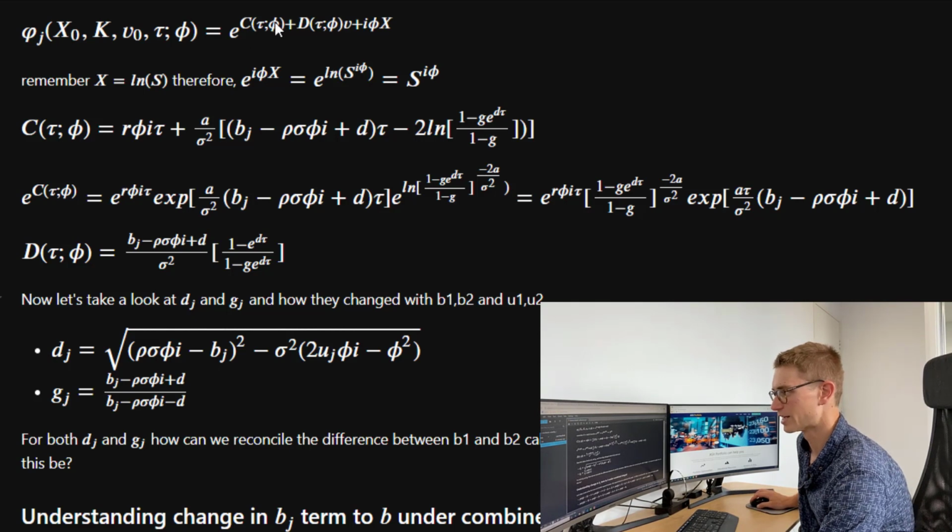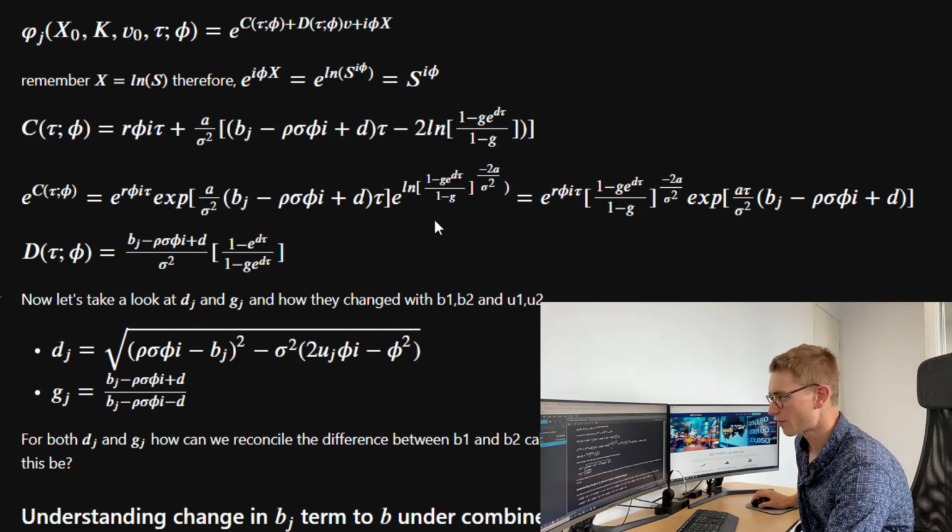Now if we just consider C, we have this r phi i tau. We can immediately take that down as its own exponent. Now for this component here, you can see that we have negative 2 ln, so we have e to the power of an ln. So what we can do is multiply through this front term in the exponent, a divided by sigma squared. So we get minus 2a over sigma squared, and we put that up as the exponent of the ln. Once you've got it in this form, then you can just bring this whole term down.